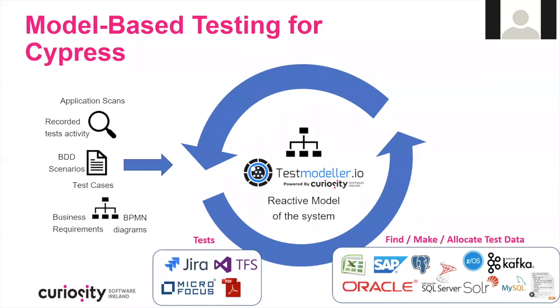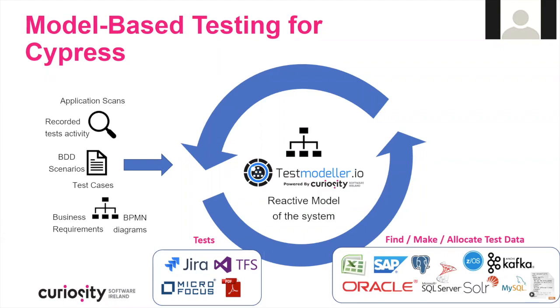Now, what we allow people to do in Test Modeler, and you could use this as a standalone component, is put little dynamic data tags in your Cypress script. And that will allow you to go off and find data in an SAP environment, in an Oracle environment, SQL Server, Solr, Kafka, mainframe. So you can go and find the data I need and plug it into your Cypress scripts.